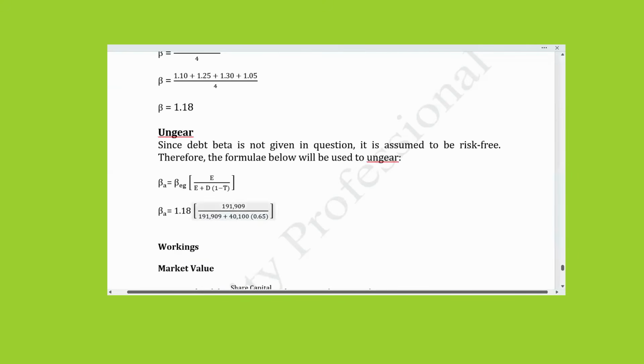All right. So give it to me. What's your final answer here? You are going to start from the denominator. 0.65 multiplied by 40,100 equals, plus 191,909 equals. You then pick the numerator, 191,909 divided by the answer, equals, multiplied by 1.18. What do you get? Final answer? 1.04. Yes. 1.04. Thank you. You are correct.